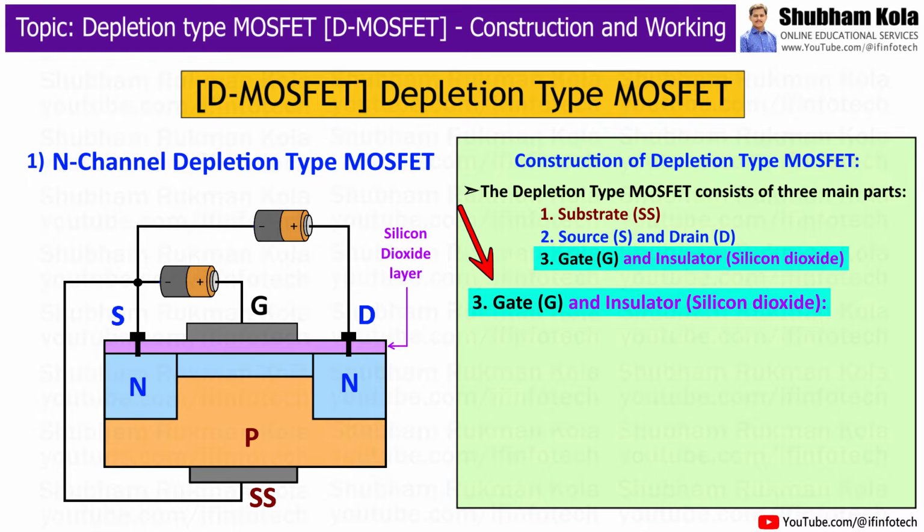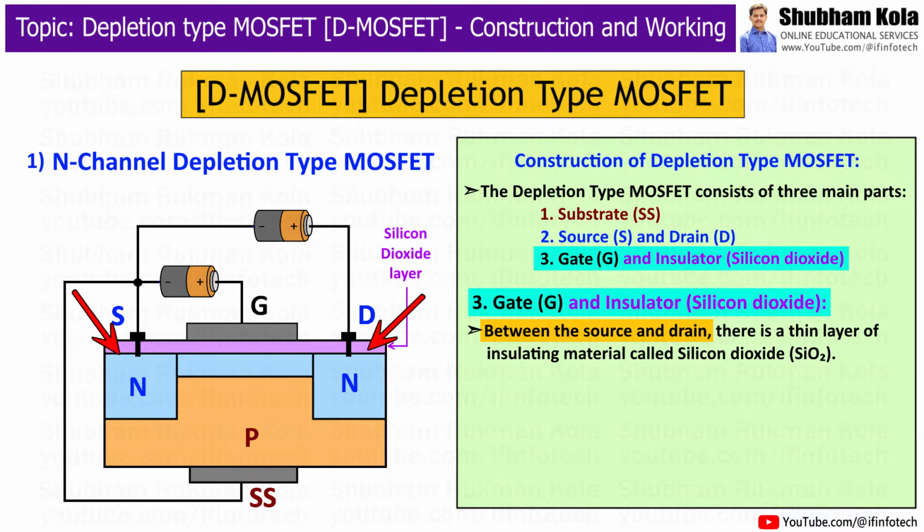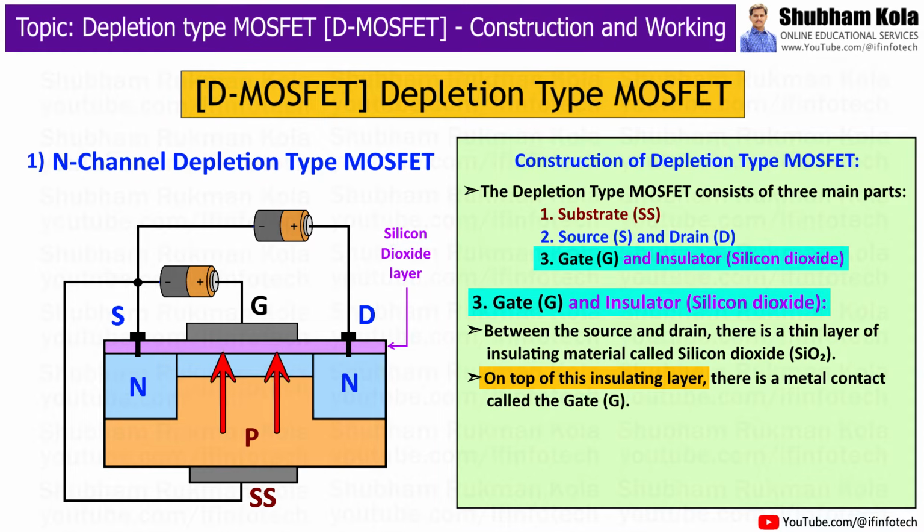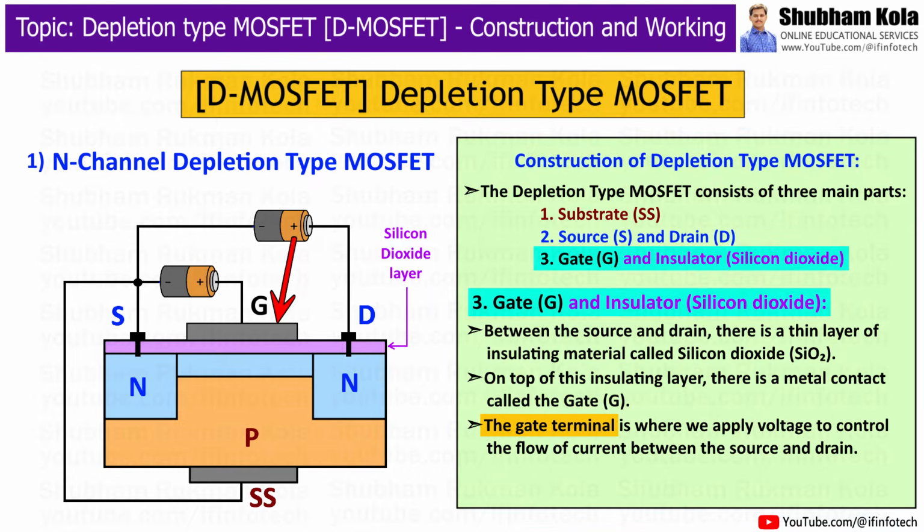Third is gate and insulator. Between the source and drain, there is a thin layer of insulating material called silicon dioxide. On top of this insulating layer, there is a metal contact called the gate. The gate terminal is where we apply voltage to control the flow of current between the source and drain.